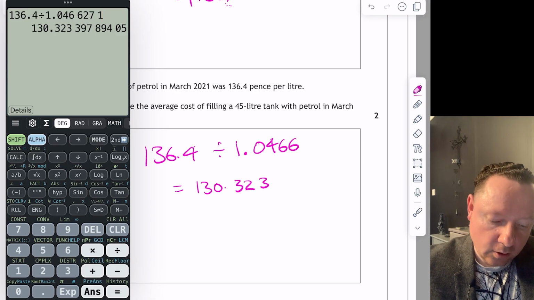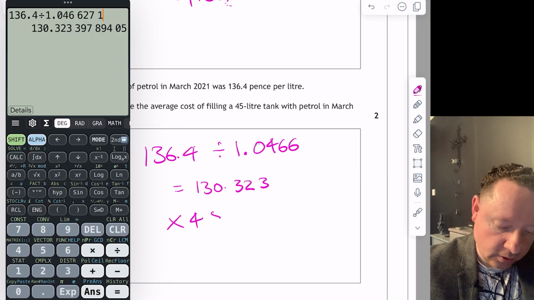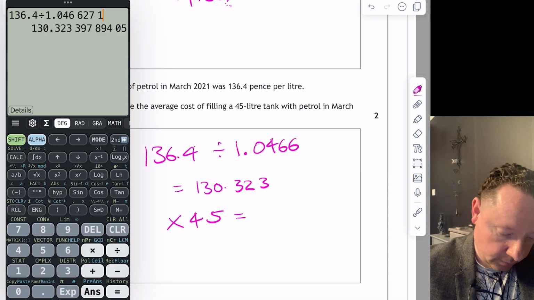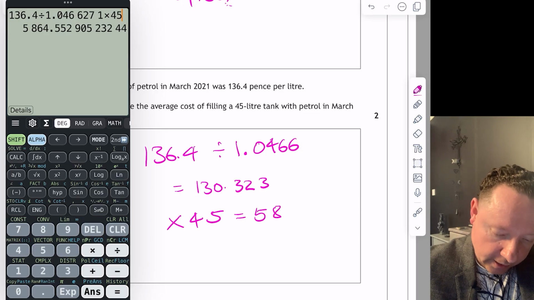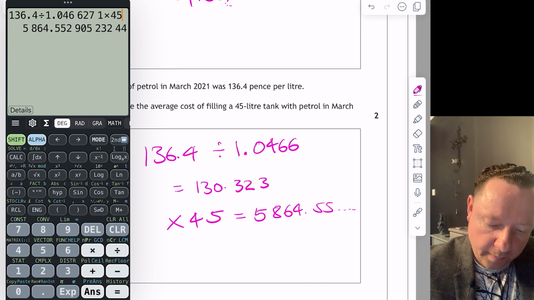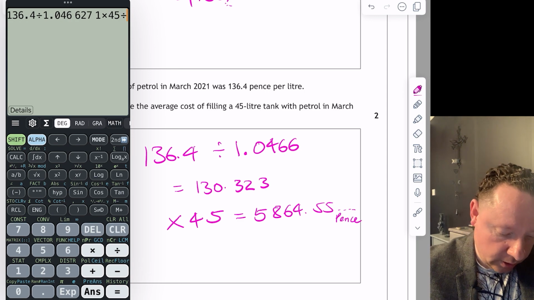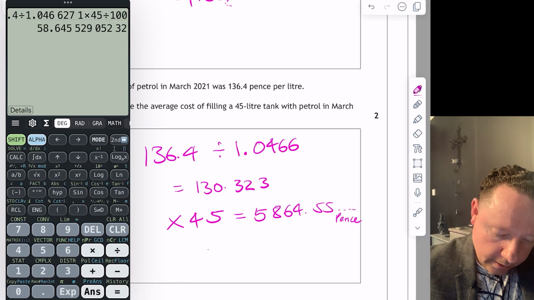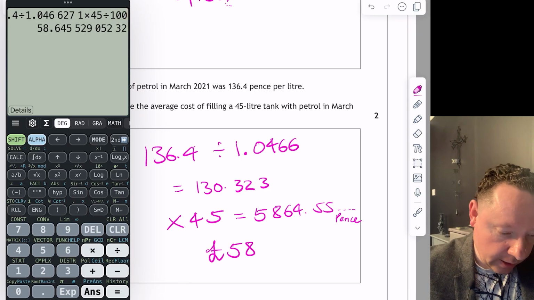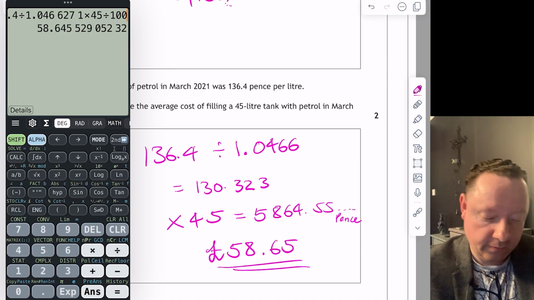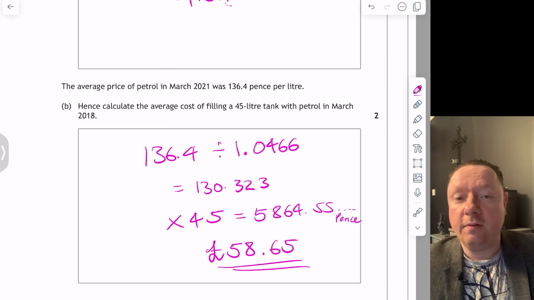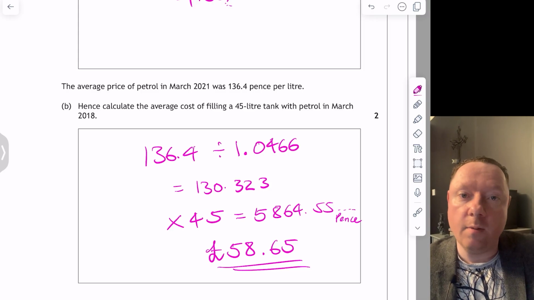That gives me 130.323. So I then need to times that by 45 because it's 45 litres. So just times straight away by 45. That gives you 5864.55 and a bunch of numbers. But that's going to be pence. Now pence looks a bit nasty to me, so I'm going to divide by 100 to get £58.65. Due to rounding, you'll get 58.65 or 58.63, and that'll be completely fine.